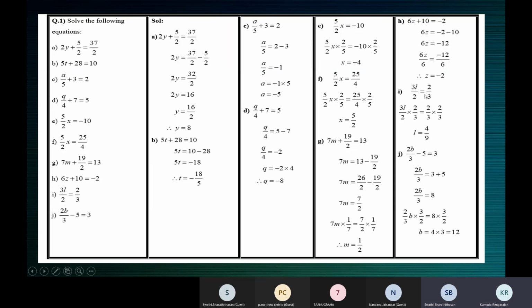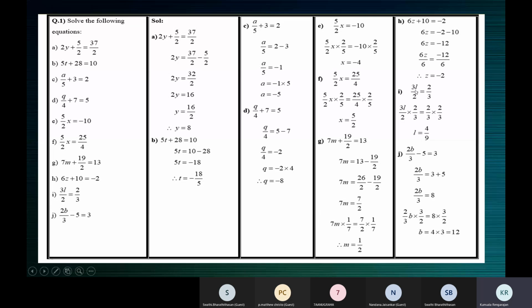So in the next one, again the variable is L. The equation is 3L by 2 is equal to 2 by 3. L is the variable. We need to separate L from 3 by 2. So what we do, we multiply both the sides by the reciprocal of 3 by 2, which is 2 by 3.